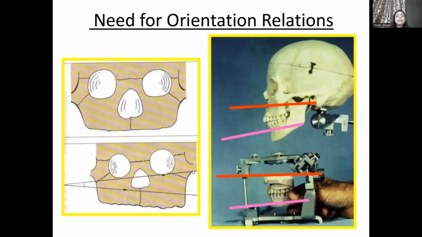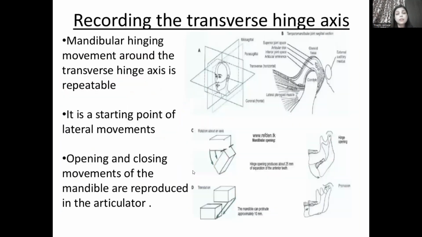What is the need for the orientation jaw relation? We need the orientation jaw relation to record the hinge axis, to articulate the cast in the articulator in relation to the same axis. It records the relationship of the jaws to the opening and closing axis and transfers it to the articulator.